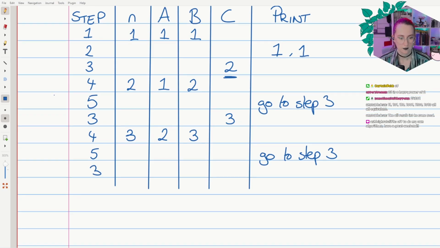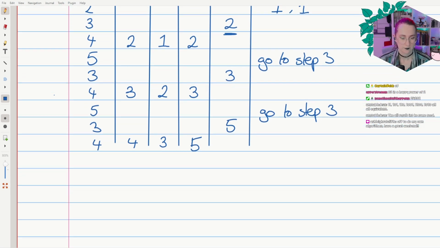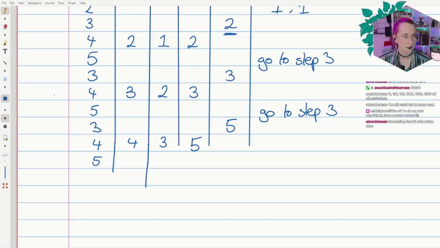So step 3, C adds up A and B, so C becomes 5. Step 4, add 1 to N. Take B, put it where A is, or let A become B, let B become C. Interesting that it only prints once. Yeah, I think that's an error on my end. But I was going to finish and then talk about that.